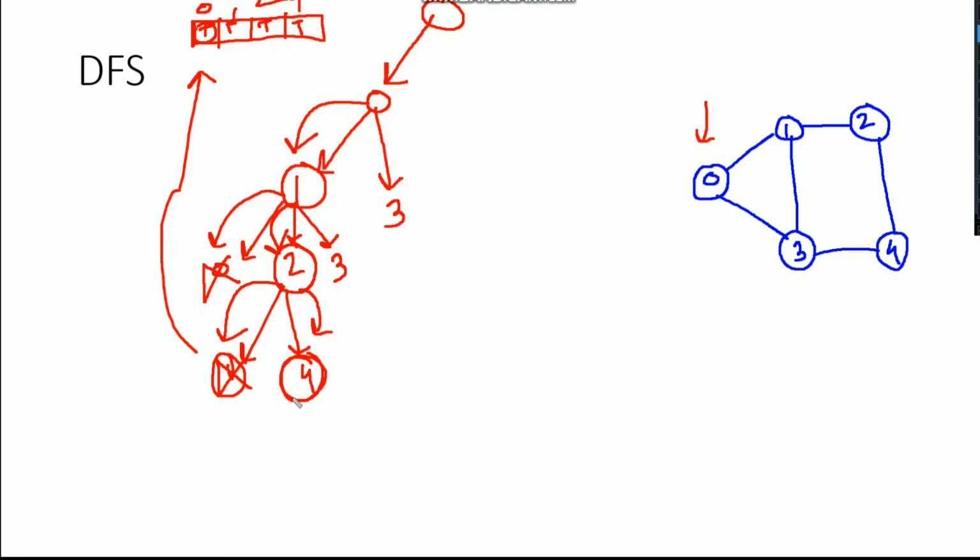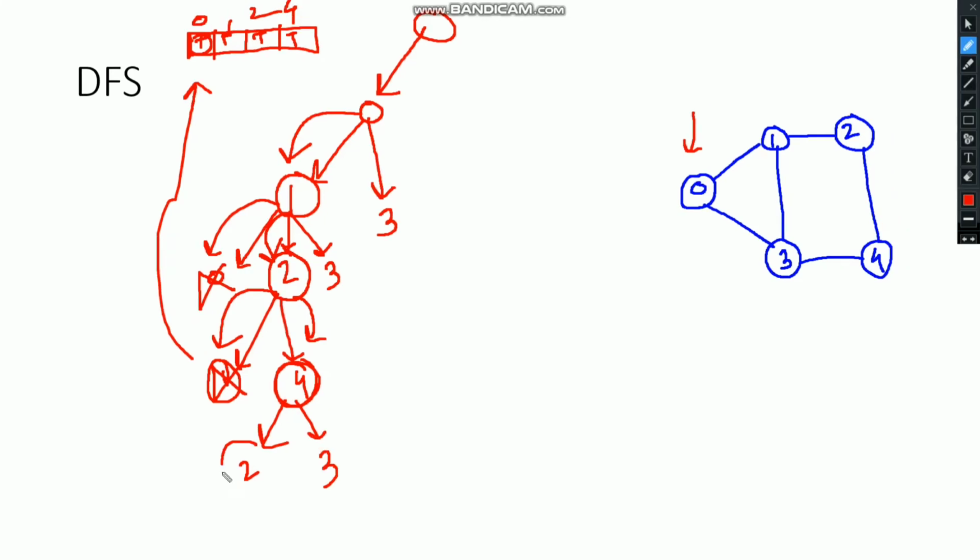From vertex 4, the adjacent vertices are 2 and 3. I'll check for 2. Vertex 2 is already visited. Now 3. Vertex 3 is not visited. So from 4, I will move to vertex 3 and start exploring vertex 3.